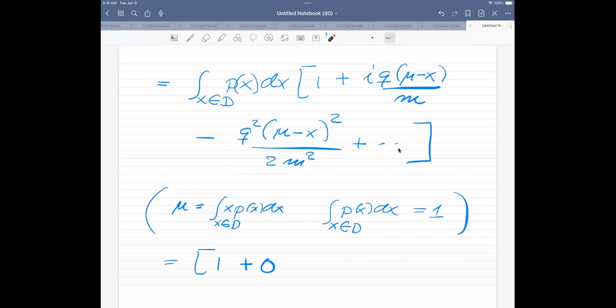Say again? Yeah, but that has a name, the variance. So the third term gives us minus, and then I have this quantity q squared, so I get a sigma squared, and then I have a 2 over m squared, and then this has higher order terms here.